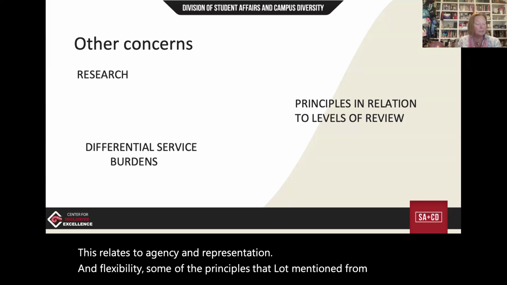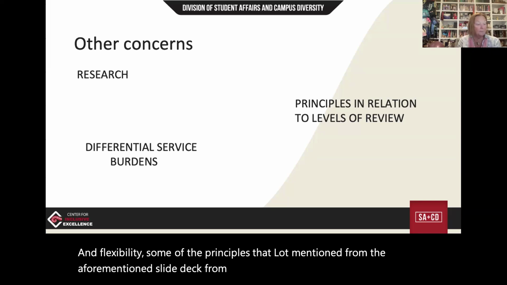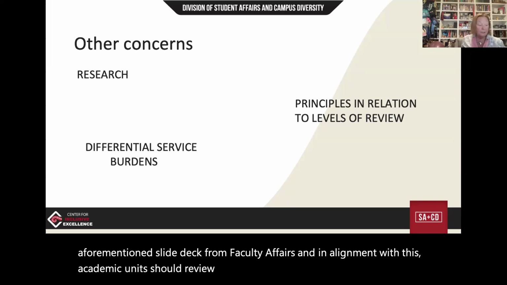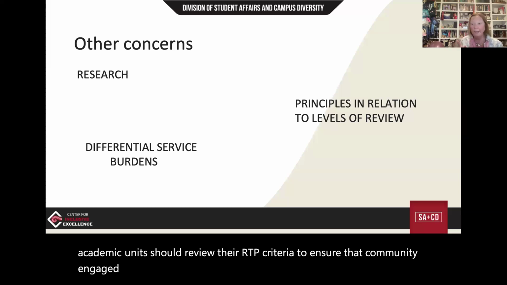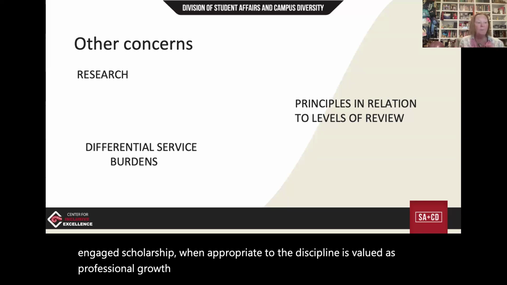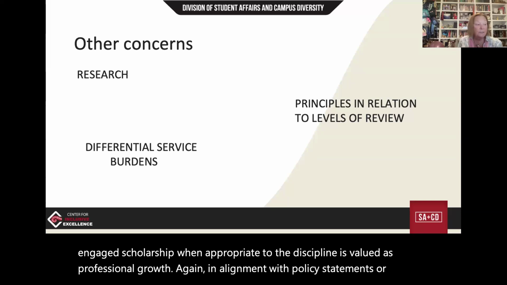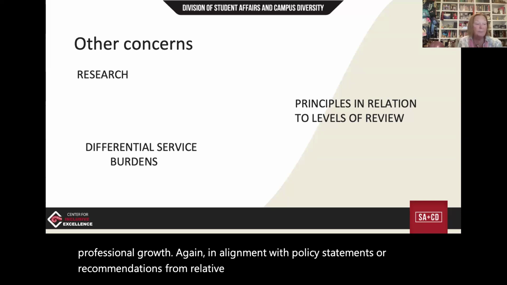From the aforementioned slide deck from Faculty Affairs, and in alignment with this, academic units should review their RTP criteria to ensure that community engaged scholarship, when appropriate to the discipline, is valued as professional growth. Again, in alignment with policy statements or recommendations from relevant disciplinary and professional organizations.